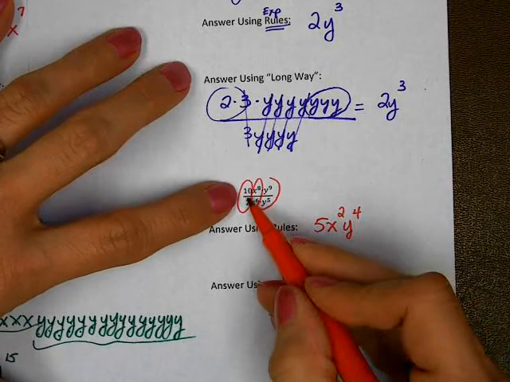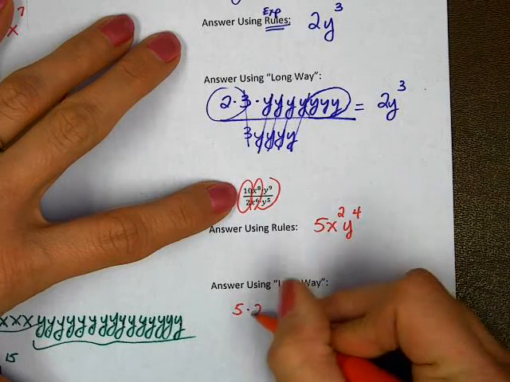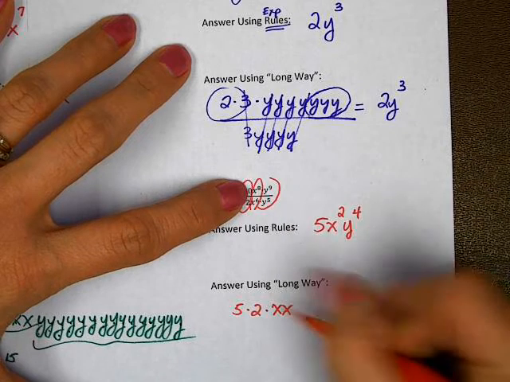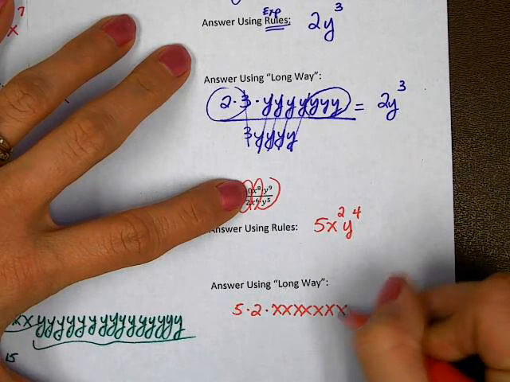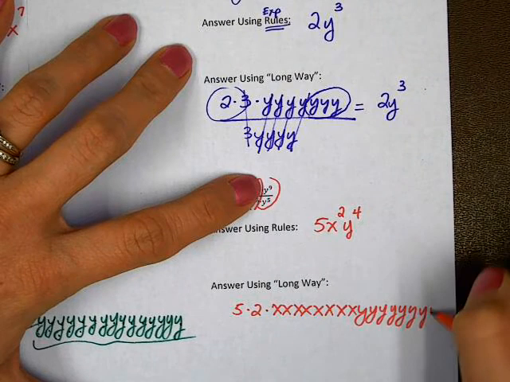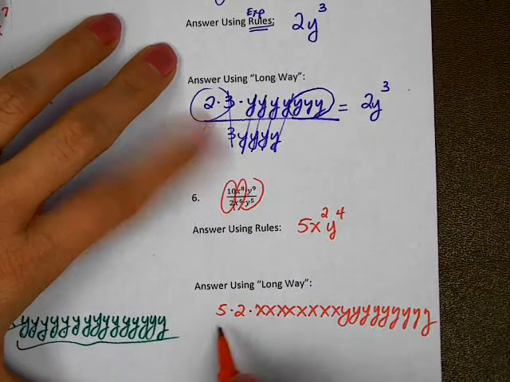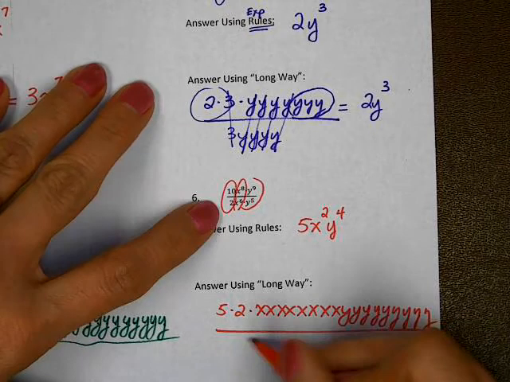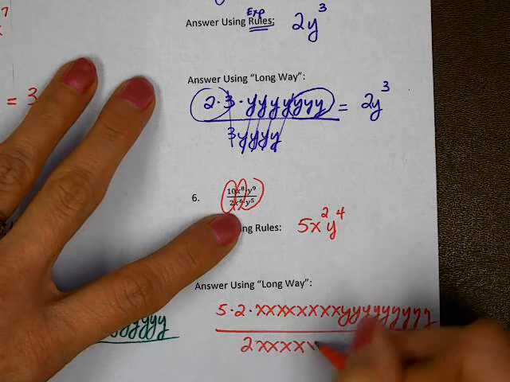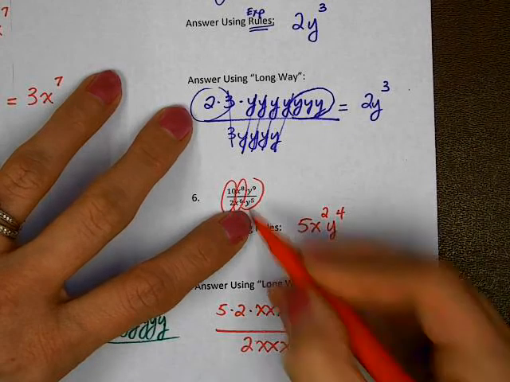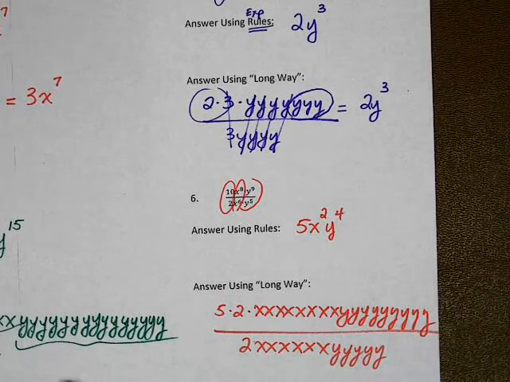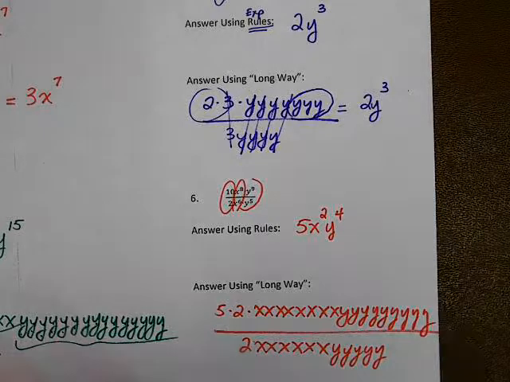First, let's expand 10. Let's write it as 5 times 2. And then we'll write 8 x's. 1, 2, 3, 4, 5, 6, 7, 8. And 9 y's. Wow, it's a lot of y's. And then that's going to be over 2 x to the 6. Please draw 6 x's, and 5 y's. 1, 2, 3, 4, 5. And now we look to see how many of them get to cancel out.